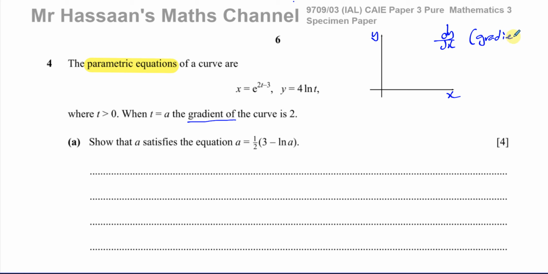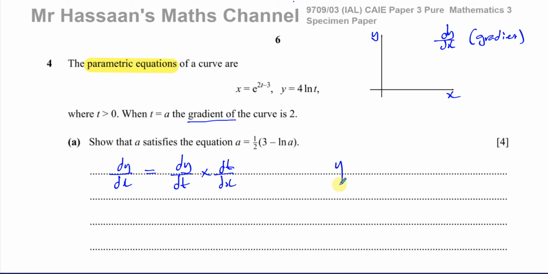So what we have to do here is find what dy/dx is, but in terms of t. So how do you find dy/dx in terms of t? Well, we're going to use the chain rule. When you have a parametric equation, with x in terms of t and y in terms of t, you use the chain rule. You find dy/dt, and multiply that by dt/dx. We can find dx/dt, and write its reciprocal, that will be dt/dx. When you multiply them together, that will give us dy/dx in terms of t.